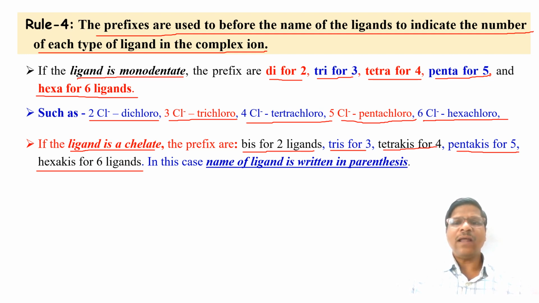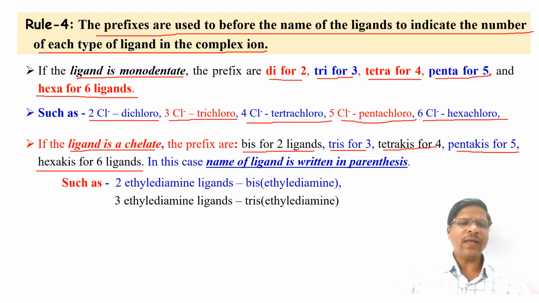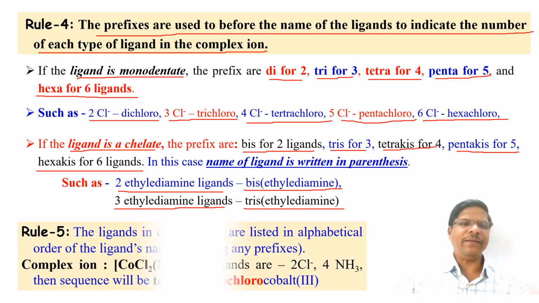So this is another addition. In monodentate ligand, the name of the ligand is not written in the parentheses. But in case of chelate ligand, the name of the ligand is written in the parentheses. Okay. For example, we have two ethylene diamine ligands. We will write down bis(ethylene diamine). So bis and then in the parentheses ethylene diamine. Suppose we have three ethylene diamine ligands. We will write down tris(ethylene diamine). Tris and then in parentheses the name of the ligand, that is ethylene diamine.